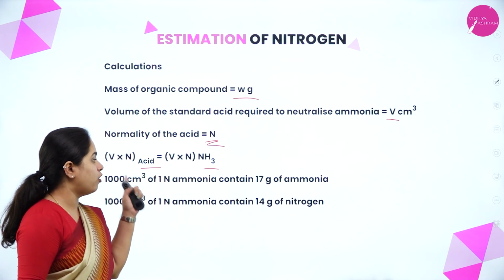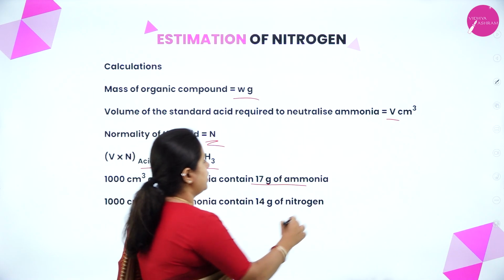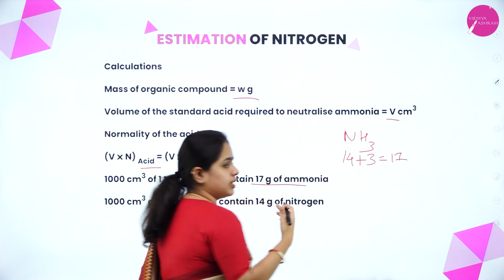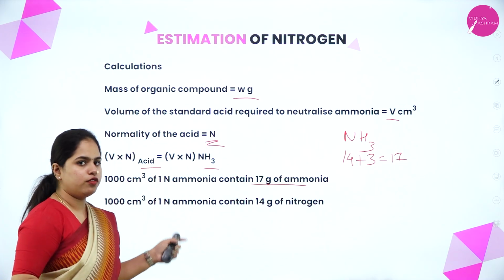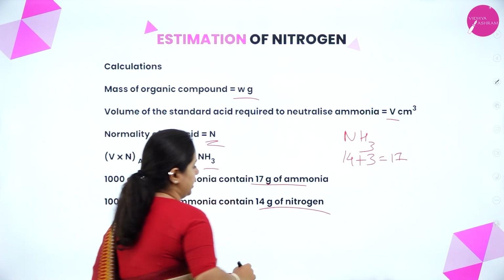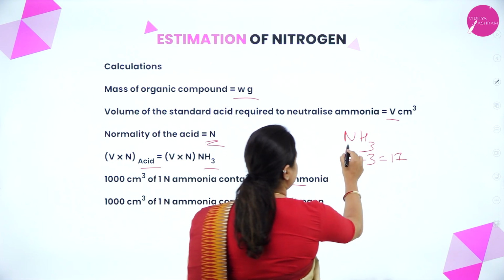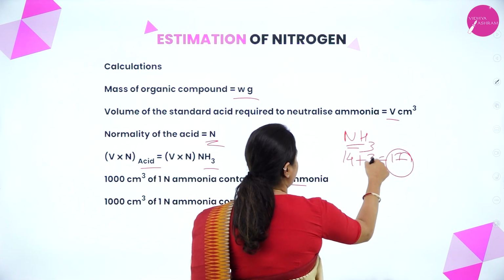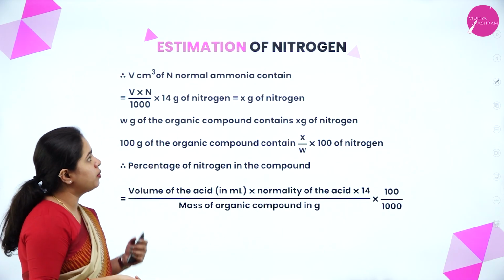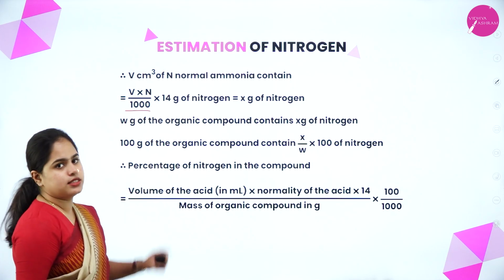So 1000 centimeter cube of one normal ammonia contains 17 gram of ammonia. From where did I get the 17? Ammonia: nitrogen is 14 plus hydrogen, 3 hydrogens are there, which will give me 17 gram of ammonia. Now 1000 centimeter cube, that is 1 liter, of one normal ammonia contains 14 gram of nitrogen. So in ammonia, how much nitrogen will be there? Yes, 14 gram. As you can see here, ammonia total is 17 gram, and in it nitrogen is 14 gram. Right. So now V centimeter cube of N normal ammonia contains V into N by 1000 into 14 gram of nitrogen, which we are considering as X.